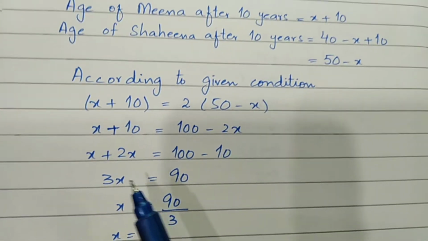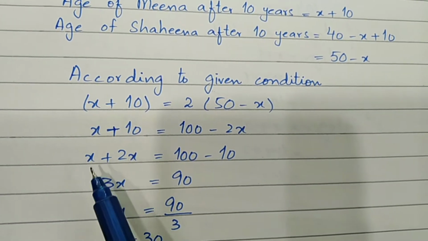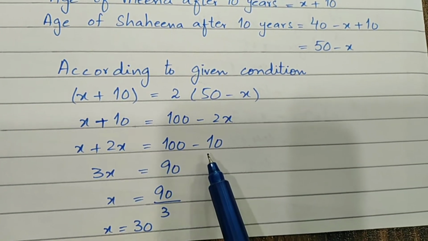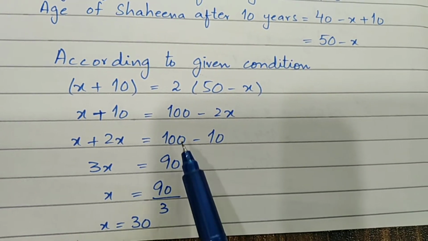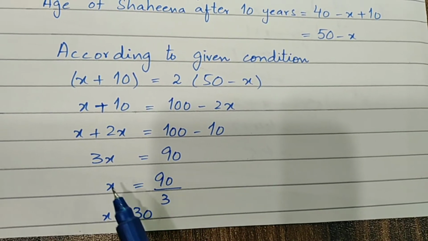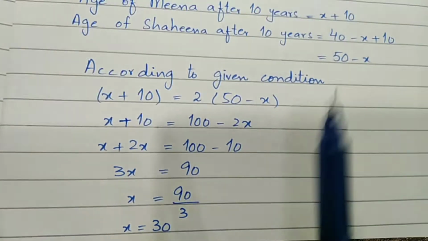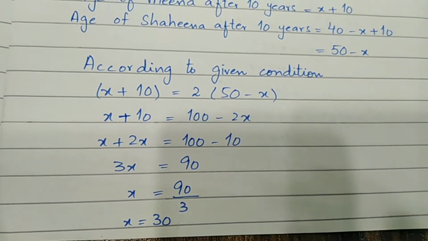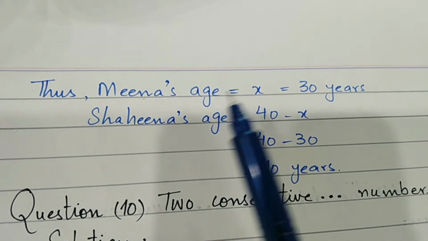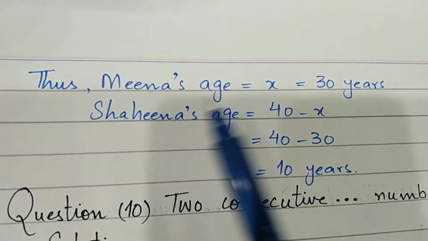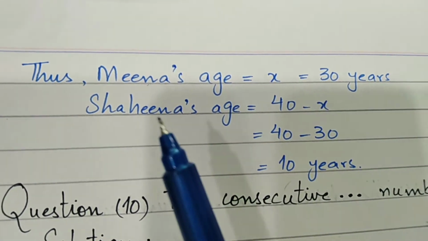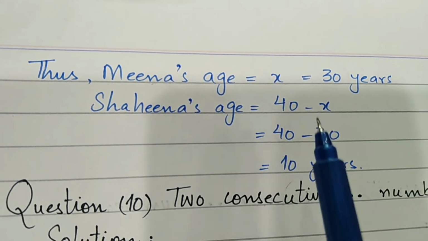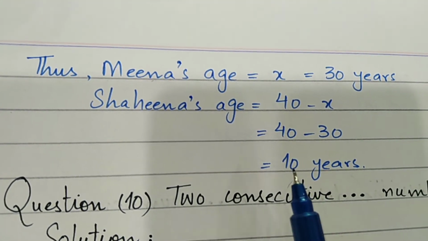Now we have to separate the like terms, that is x plus 2x equals 100 minus 10. So 2 plus 1, 3x is equal to 90 after the subtraction, and 3 is multiplying with x, so it will be divided on the right hand side. So you will get x is equal to 30. Meena's age is x, so Meena is 30 years old. Now Shahina's age is 40 minus x, so we put the value of x, that is 30. So the present age of Shahina is 10 years.